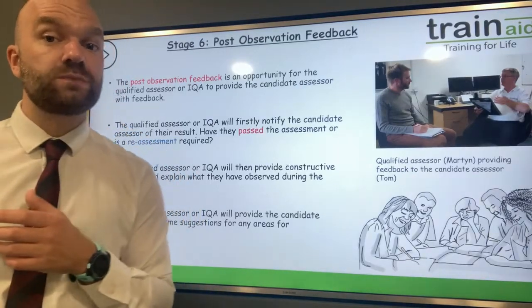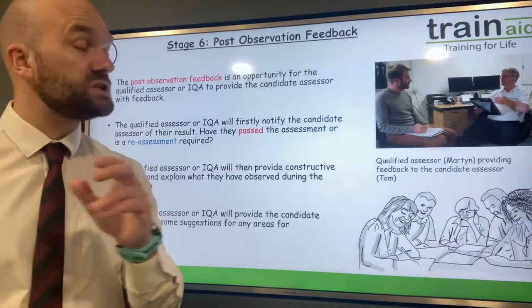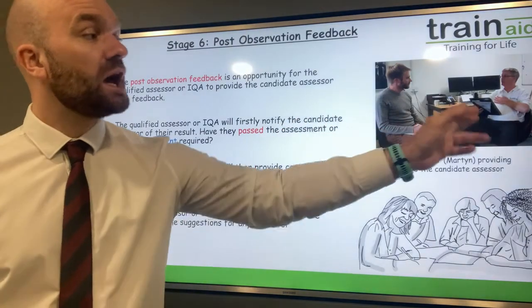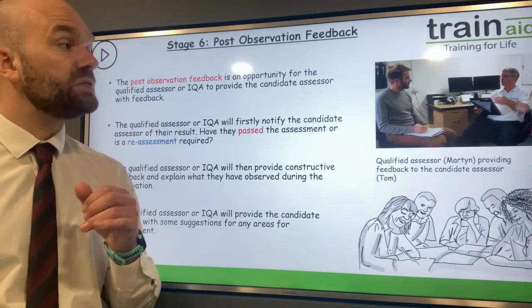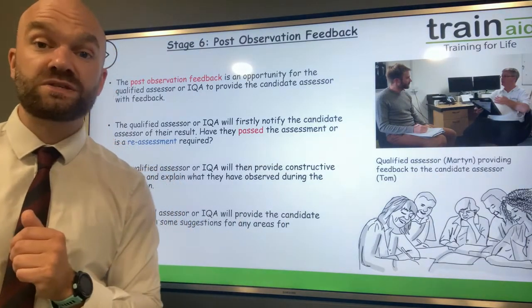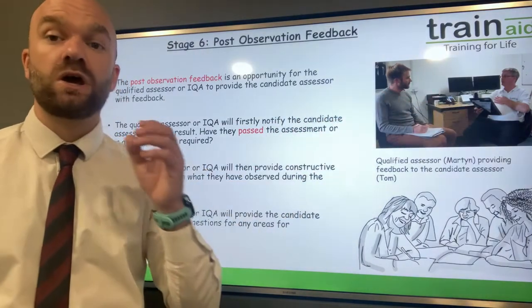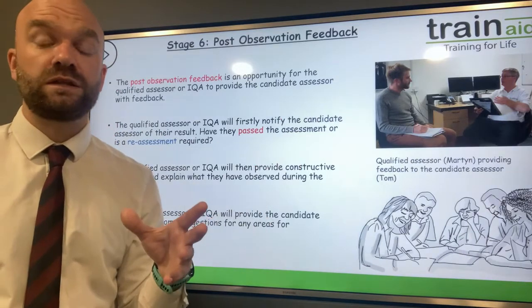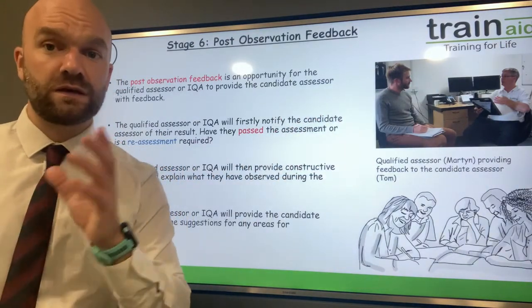The next stage in the process is the post-observation feedback. So this stage is between the candidate assessor and also the qualified assessor. At this stage, the learner or candidate will be dismissed, and it's just an opportunity for the qualified assessor to say the result of the observation, to let the candidate assessor feel at ease.